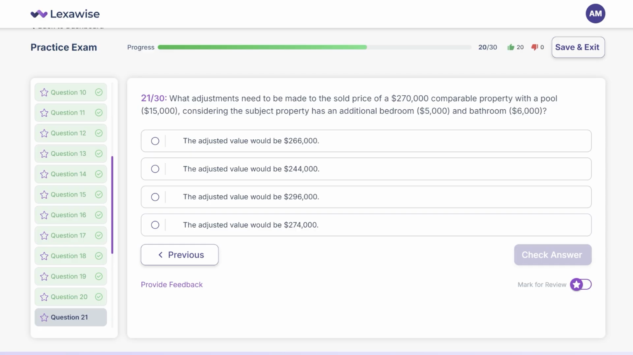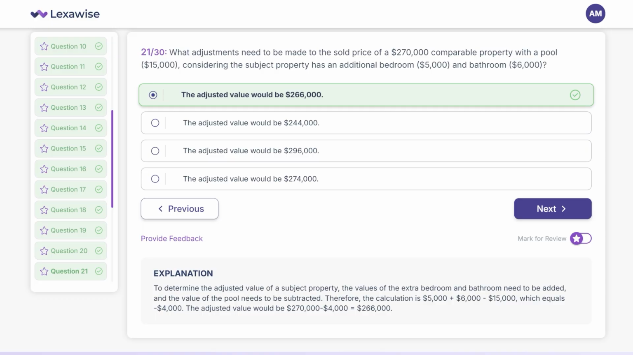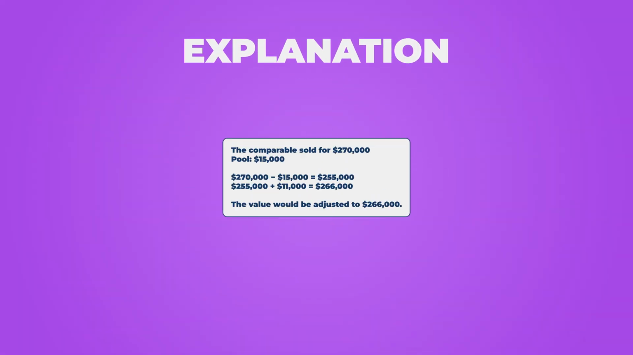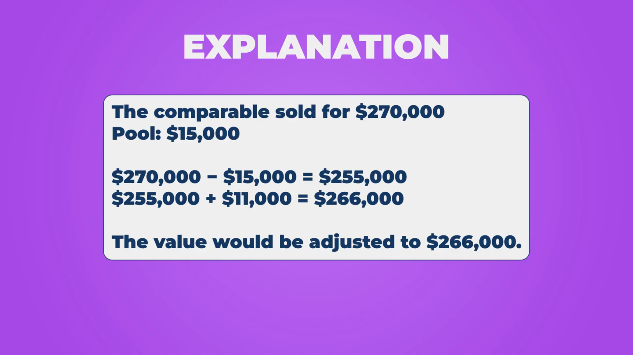The correct answer is A. The adjusted value would be $266,000. Let's simplify this and think like the exam wants you to think. You always adjust the comparable, not the subject property. The comparable sold for $270,000 and it has a pool worth $15,000. The subject property does not have a pool, so we subtract $15,000. $270,000 minus $15,000 equals $255,000.